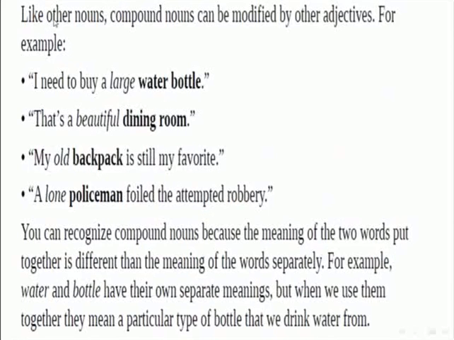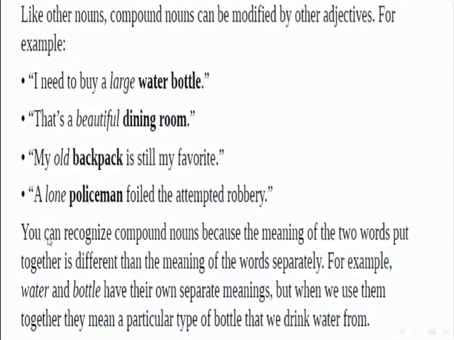What else? Like other nouns, compound nouns can be modified by other adjectives. For example, we can use adjectives with compound nouns. I need to buy a large water bottle, right? That's a beautiful dining room. So dining room and water bottle are compound nouns. We can precede them with adjectives. My old backpack is still my favorite. A lone policeman foiled the attempted robbery.